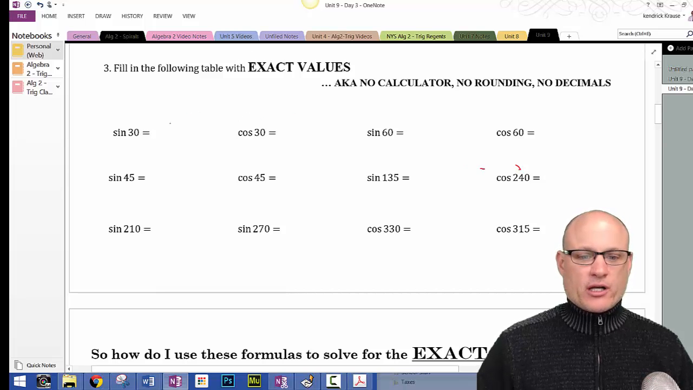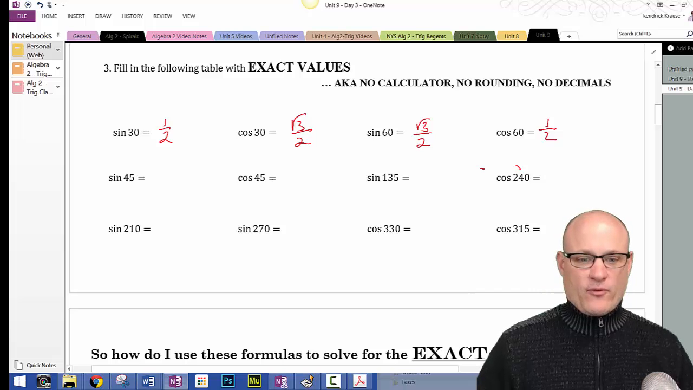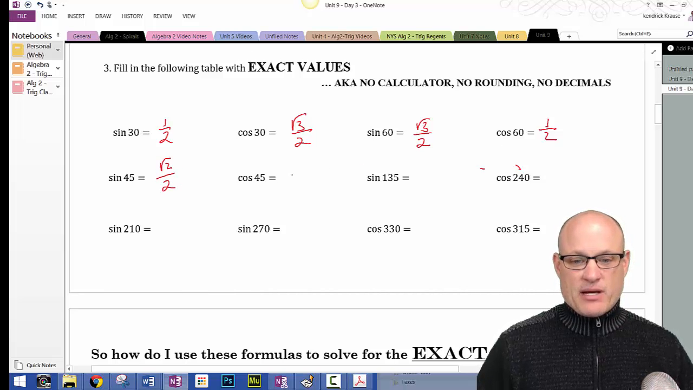Okay, real quickly, we're going to go through these. Sine of 30, 1/2. Cosine 30, square root of 3 over 2. Sine of 60, square root of 3 over 2. Cosine of 60, 1/2. How you doing so far? 4 for 4? 4 for 4. 45: those are easy. Square root of 2 over 2. Gotta have this stuff memorized, kids. It's imperative. Square root of 2 over 2.